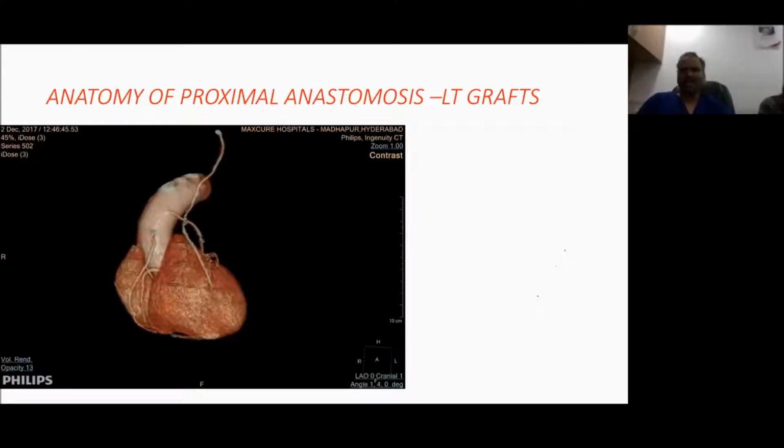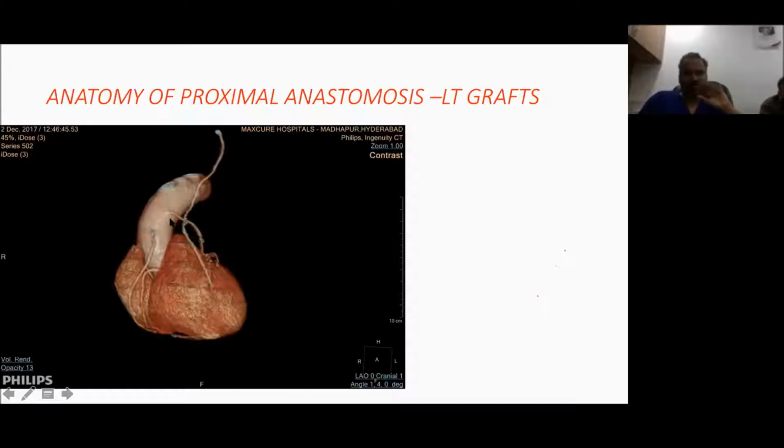So I'll go to the proximal anastomosis of grafts. In this, you can see this is a reconstructed film of CT angiography. You can see the grafts. There are two venous grafts. One is going to the left, that is a left venous graft, and another is a right venous graft. And this is an exact anterior view of the heart. You can see in the lower right corner this A, which indicates it is an anterior view of the heart.